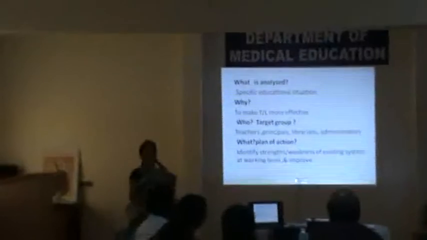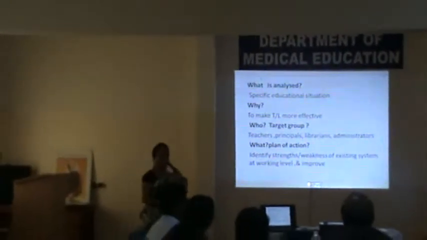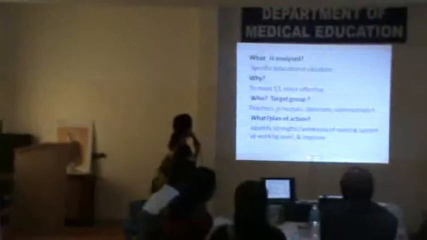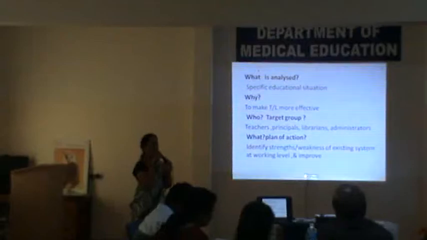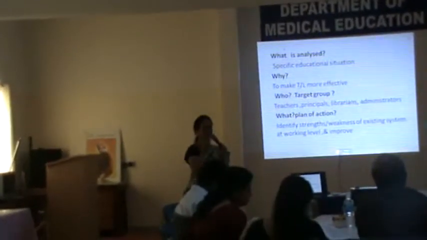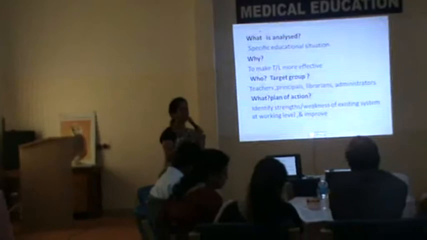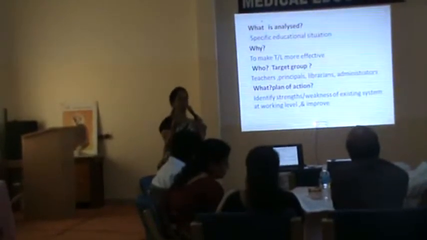So who is the target group? Teachers, principals, librarians, administrators. That is a group of people who are involved in this educational system, not just teachers. And what needs to be done? Once we know what the system is, we are talking about this at the working level. So we need to identify the strengths and weaknesses of the existing system at our level, plan to improve it, and try to get it implemented. So that is very important.